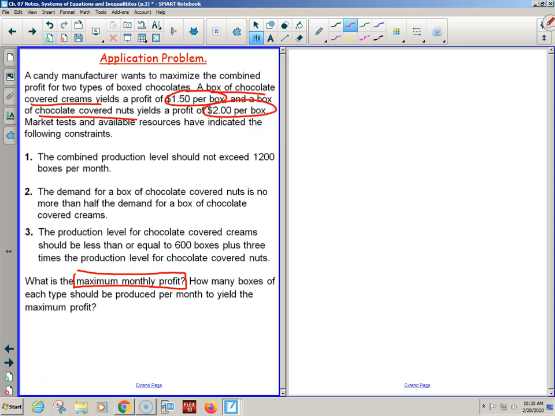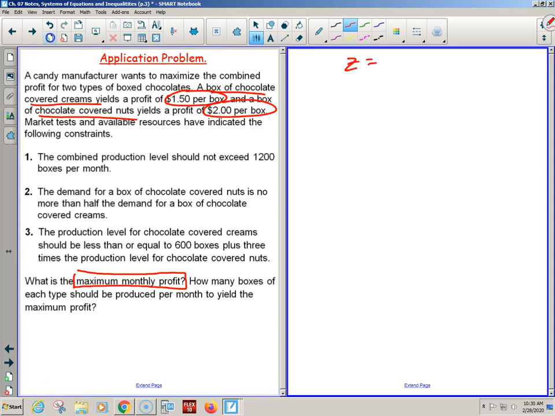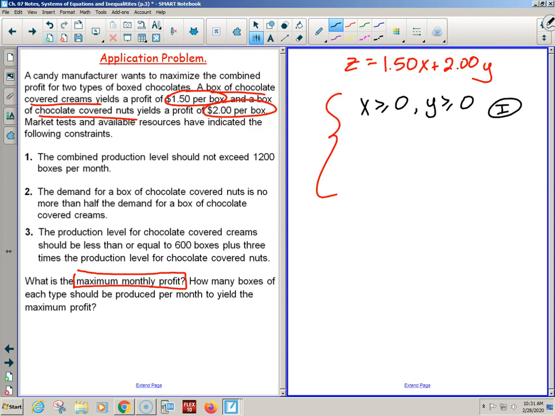So I know my objective. My objective is $1.50. I guess I must be making the creams X. And then $2, I must be making the chocolate covered nuts Y. But still, what am I missing? Now the nice thing is, I'm not going to go looking or making negative boxes, so I can kind of do that whole first quadrant thing right away. And I'm only having positives, first quadrant.